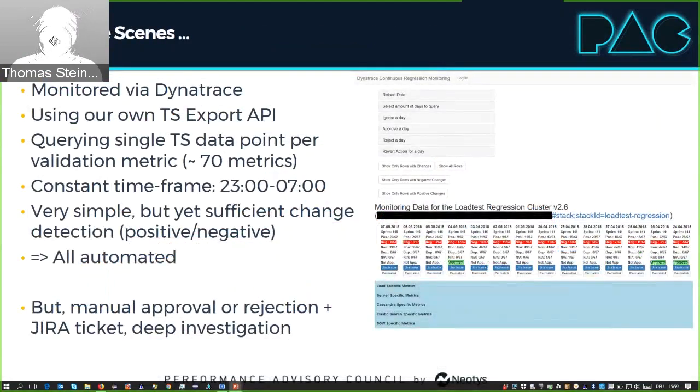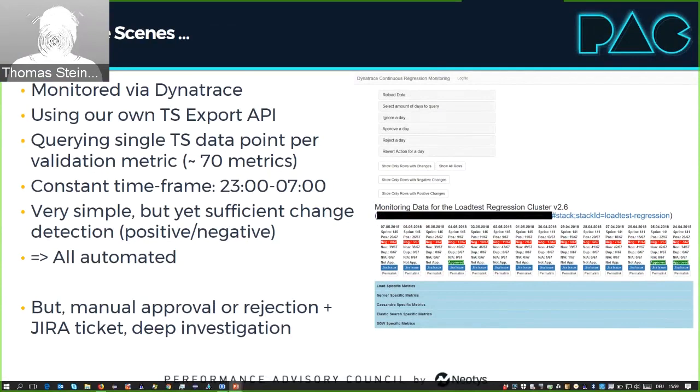We are doing it that way: our load test environments are all monitored by Dynatrace, and by using the time series export API, we query the data. For a constant time frame, the same time frame every day, so we really have the same time window covered, and all automated. Everything you see here is really all automated. So entering the office, we have the metrics available for the last run.